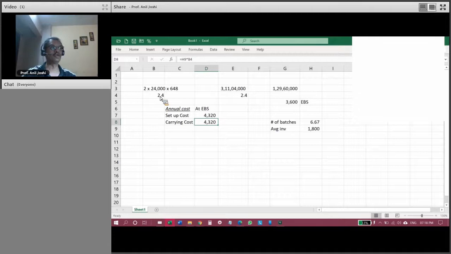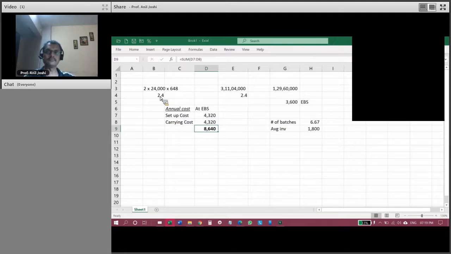You must have learnt in EOQ that your ordering cost and carrying cost are both the same. Same principle here also. So your total annual setup cost and carrying cost together will be 8,640, and that will be the least cost combination. At no other batch size will your cost be less than or equal to 8,640, and that is why this is the economic batch size. Make sense? I hope it is clear.